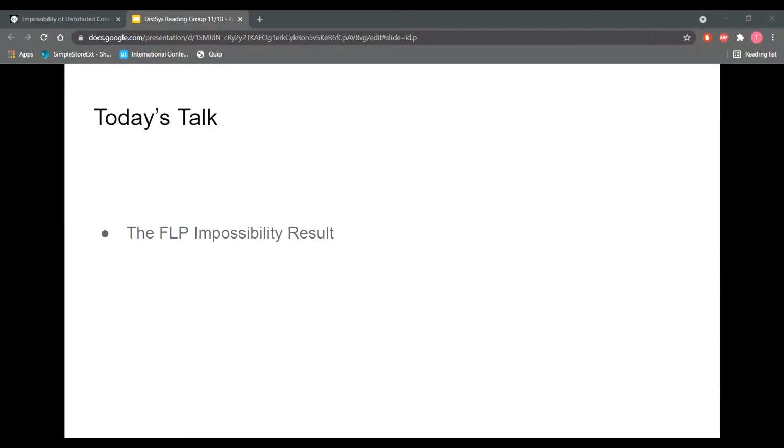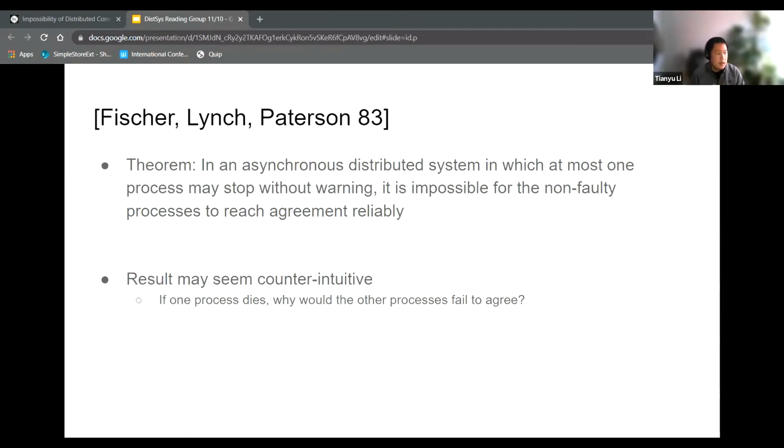Yeah. Cool. So let's jump into the proof itself, right? Let's read through the theorem they're claiming in the paper. In an asynchronous distributed system in which at most one process may stop without warning, it is impossible for the non-faulty processes to reach agreement reliably. This is a very, very strong result, by the way.